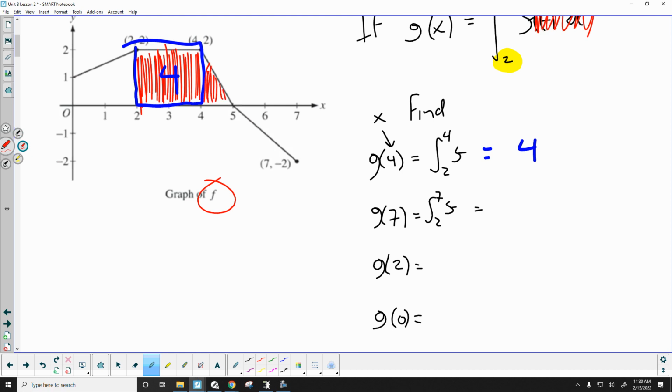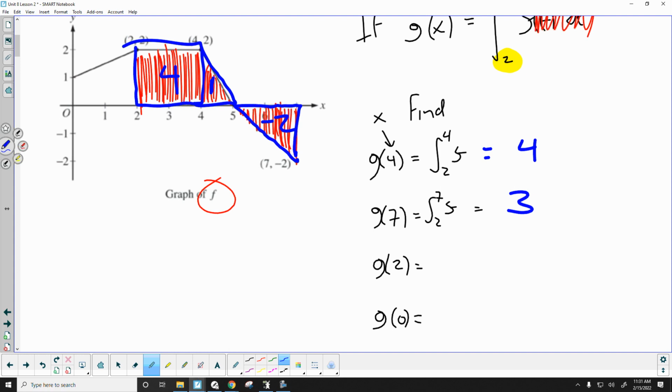Then from 4 to 5, this is a triangle. Base 1, height 2. This is 1. And then from 5 to 7, accumulating this, understanding that they're negative values, the accumulations are going to be negative. It's like kind of a displacement that's negative. We were told like the areas under our velocities were negative. This is a negative 2. 4 plus 1 is 5 minus 2 is 3.